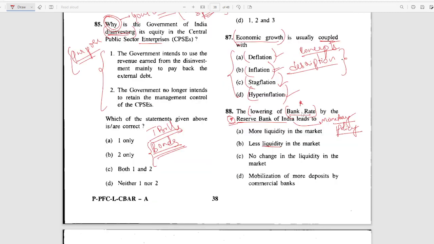80th question is: the lowering of bank rate by the Reserve Bank of India leads to what? This question is related to monetary policy, and they're asking what will happen if they lower the bank rate. Bank rate and all these things are related to monetary policy. You have to learn what a bank rate is and what types of rates there are, and what tools are available in the hands of the RBI to control the liquidity in the market, and also the regulatory tools that they have. RBI is important.